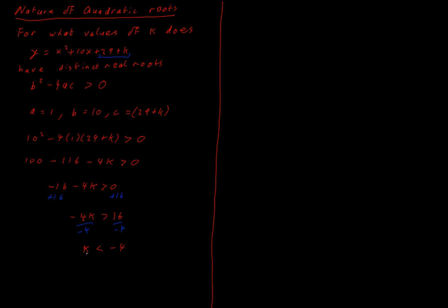So for any value of k that is smaller than minus 4, and we need to be careful with the idea of smaller than numbers, that would mean minus 5, minus 6, minus 7, minus 8. They're smaller in terms of their value. So if k was minus 5 or if k was minus 10, this quadratic would have real roots. It would have distinct real roots.